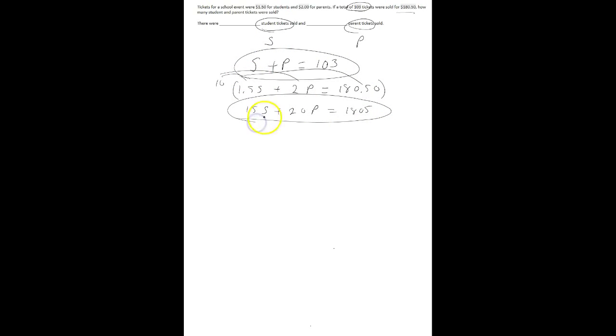Now we have this equation and this equation. We have two equations, two unknowns. Our unknowns are the variables S and P. So we can just take one of these equations, solve it for S or P, and then substitute it into the other equation. It doesn't matter which one you solve for. Let's solve for P by subtracting S from both sides. So P is equal to 103 minus S.